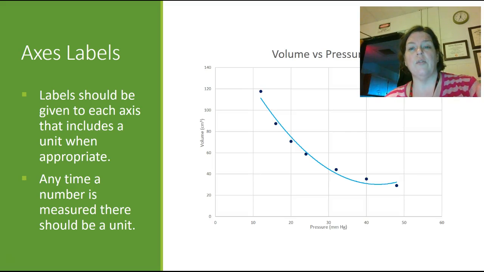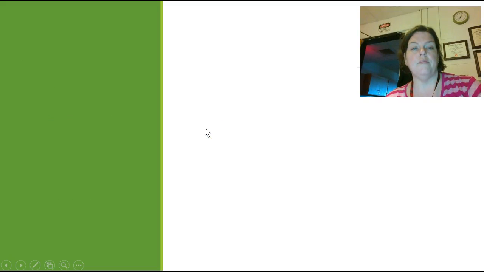For a line graph, it's a little different. You have to make sure that you have something that is appropriate. See, we have pressure, and it has a unit, millimeters of mercury. We have volume, and it has a unit, centimeters cubed. So you can see how we denote that. But when we have numbers that have been measured, we have to have a unit.